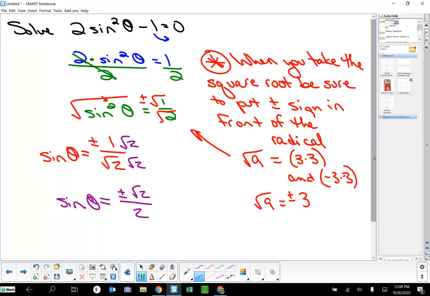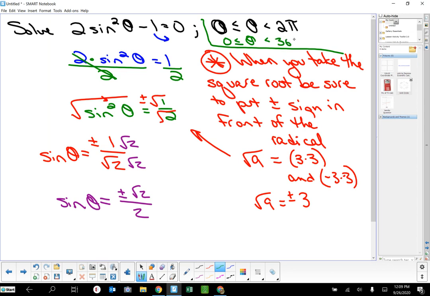And here's what I forgot. At the very beginning, I'll put it in black. This has a semicolon after it, and it says 0 is less than or equal to theta is less than 2 pi. So what this means is that we are working in one rotation. So 0 is less than or equal to theta is less than 360 degrees. This means one rotation. Okay, so we're only going from 0 to 360 degrees. You're not going any further than that.